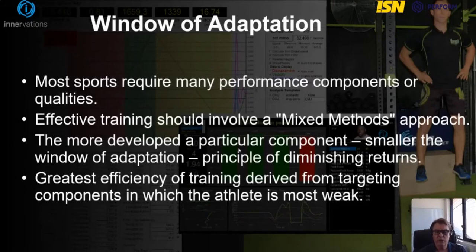However, components which are not well developed will have a much larger window of adaptation. And so the greatest efficiency of training will be derived from targeting the components in which the athlete is most weak, not in which they have most developed.